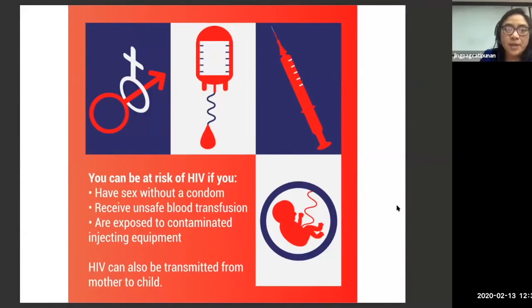So you can be at risk if you have the following. You have sex without a condom, blood transfusion, exposure to contaminated injection equipment, and for infants, through the mother. And another actually is sexual abuse for children. So we are now making them more aware that HIV can be transmitted through sexual abuse.